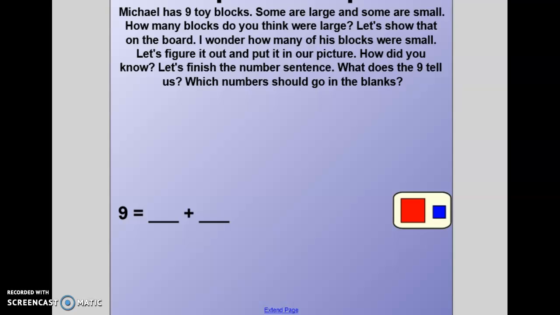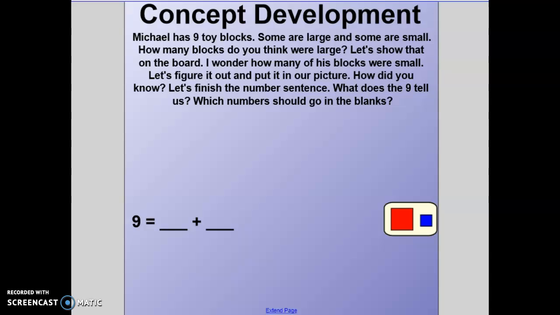Michael has 9 toy blocks. Some are large, which means big, and some are small. How many blocks do you think were large? So, like I said, there's so many different ways to do this. There are so many different ways that we could do this, but for our purpose today, I'm going to make the picture and we're going to create a number sentence on that.